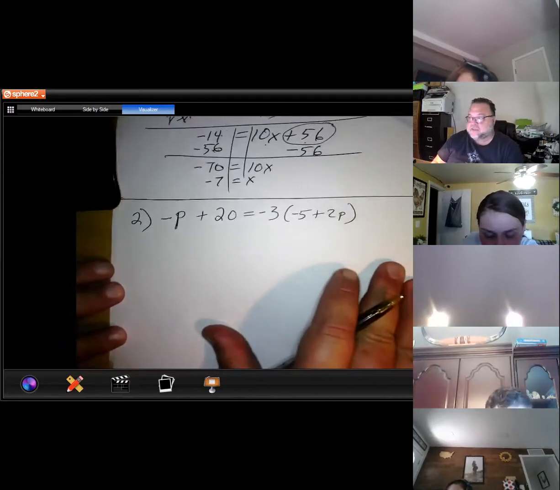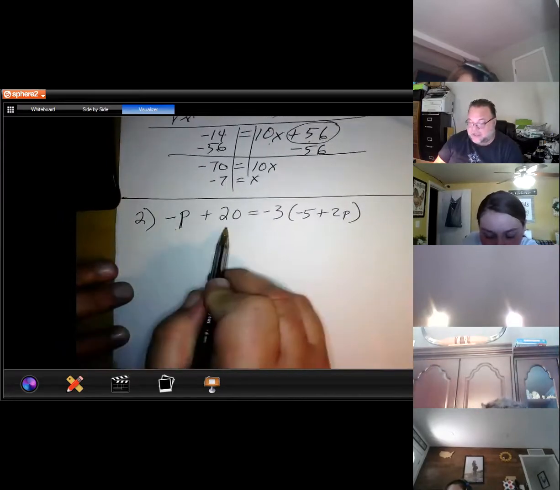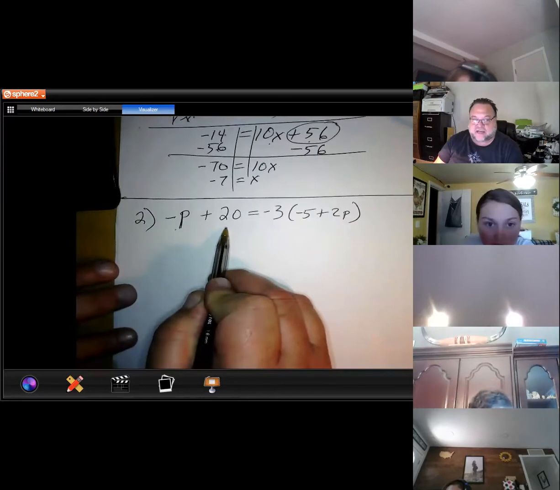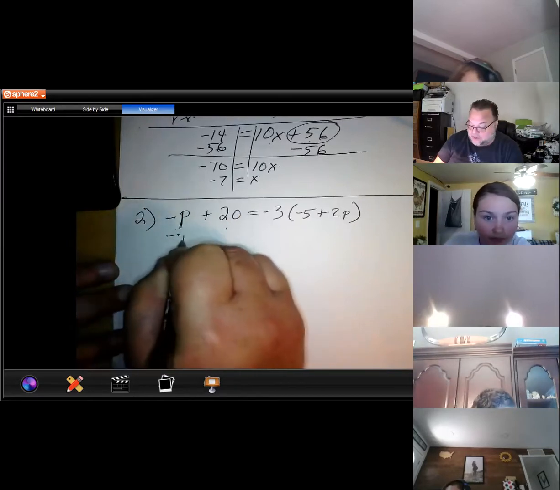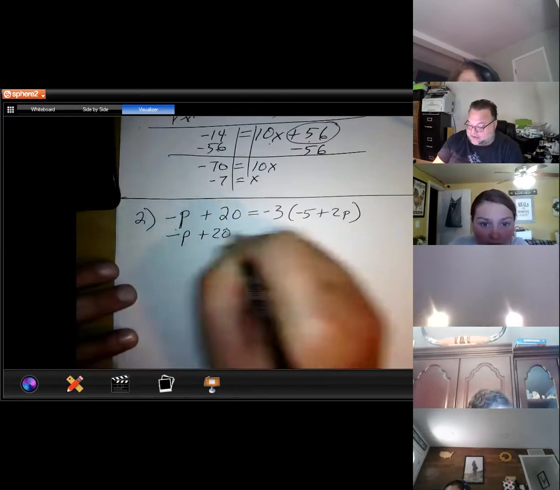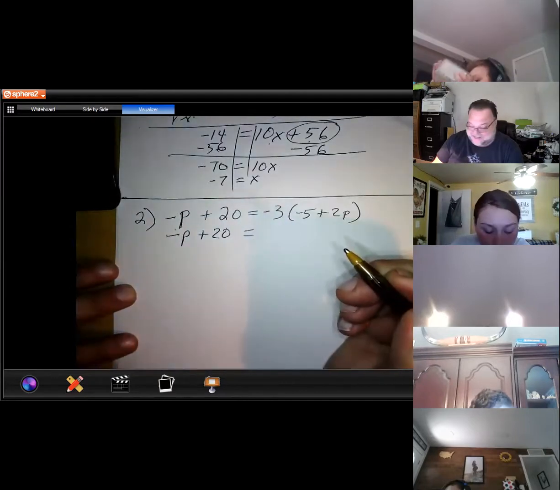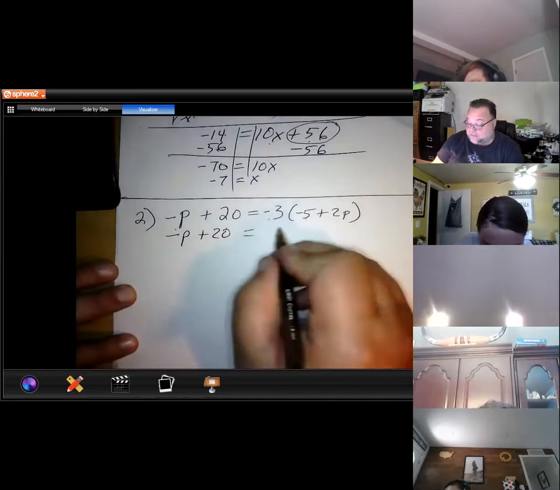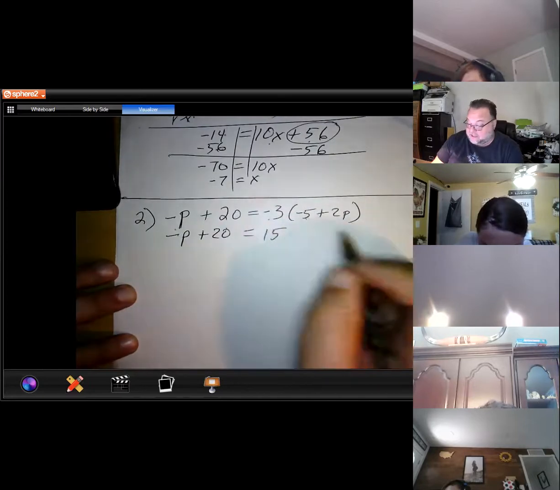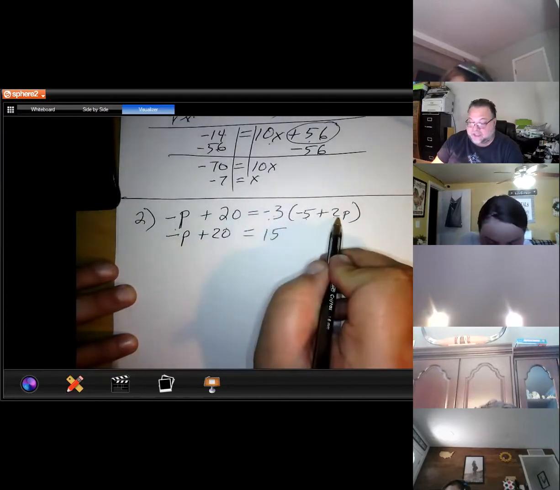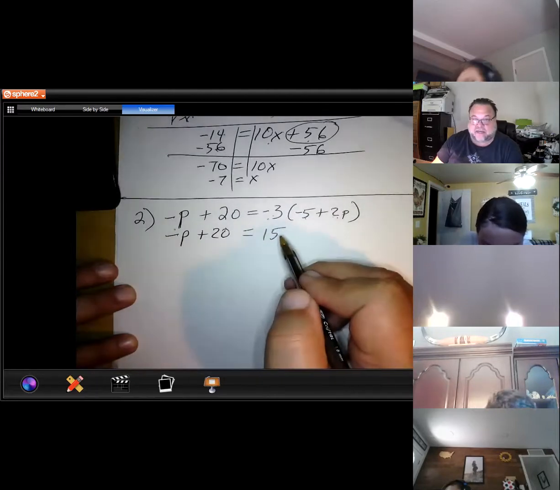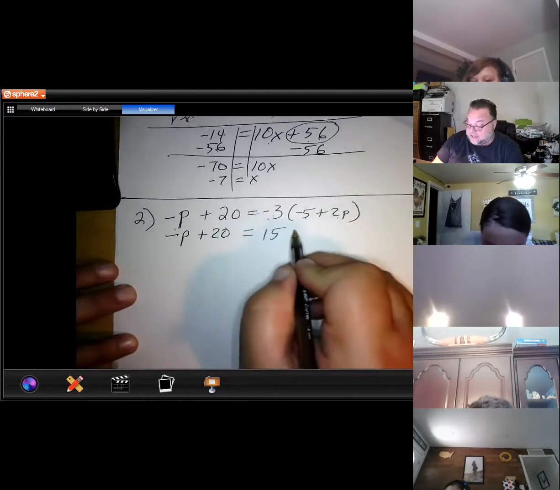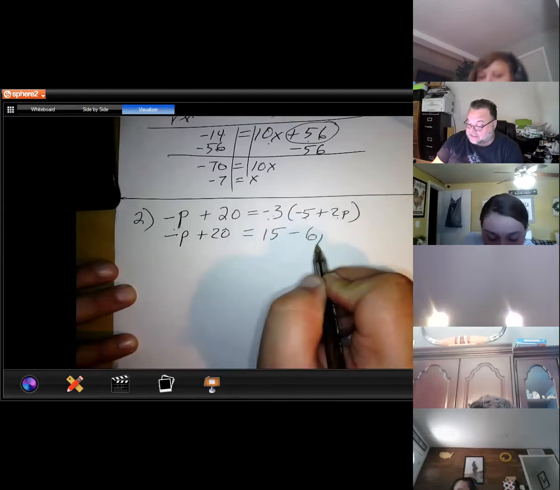All right. So as I look at this problem, I see that I don't need to do anything with the left-hand side for now. So I'm just going to go ahead and write it down on the next step so I don't forget it. Then I have negative 3 times negative 5. Two negatives make a positive, 15. Negative 3 times 2p, a positive and a negative make a negative. So I get negative 6p.